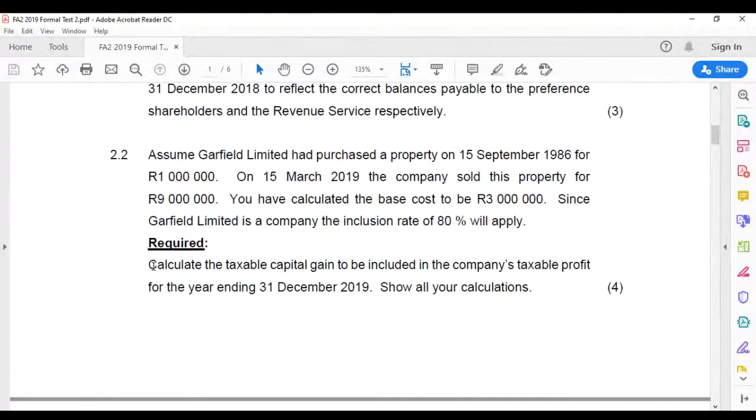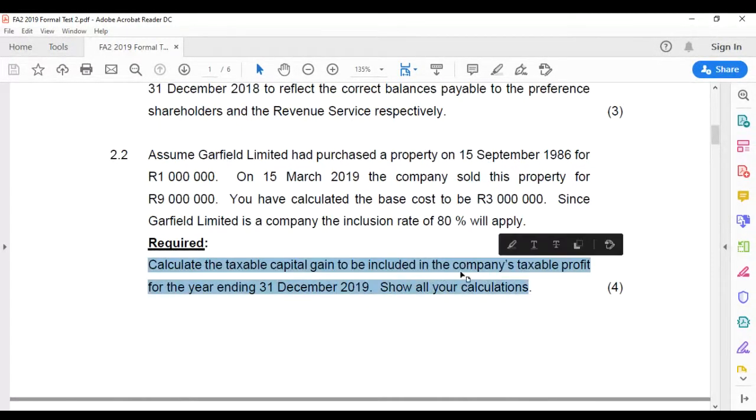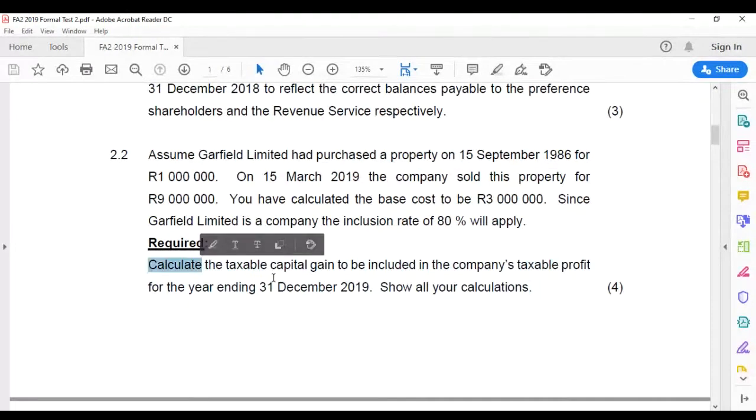2.2, let's see what is required of us. They say calculate the capital gains tax to be included in the company's taxable profit for the year ending 31st of December 2019. So here we can see clearly that we need to do a calculation. And what does the calculation deal with? The taxable capital gain.